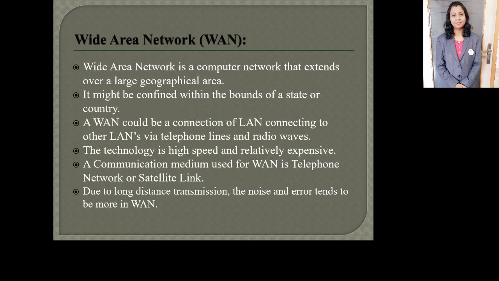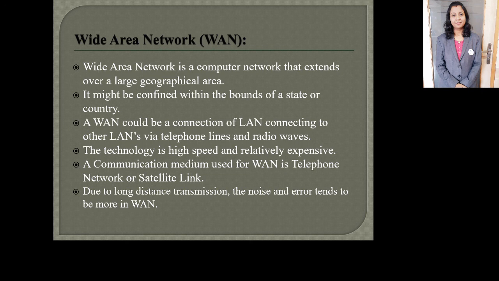Next is WAN, wide area network. It's a computer network that extends over a larger geographical area. It might be confined within the bounds of a state or a country. A WAN could be a connection of LANs connecting other LANs via telephone lines and radio waves. There can be one or two LANs connected, and it covers a larger area and becomes a WAN, connected via telephone lines and radio waves.